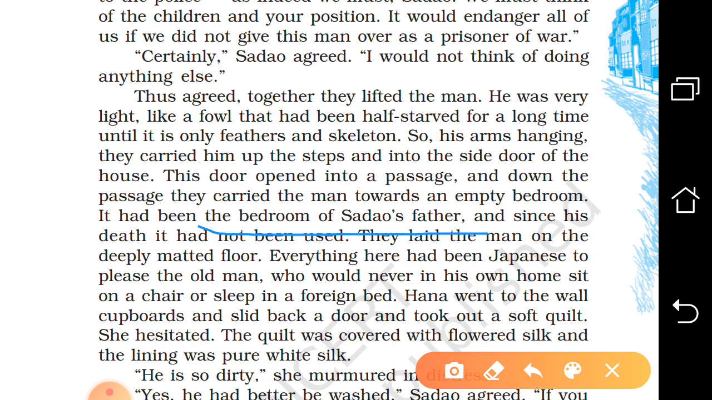Okay, and finally Hannah took a quilt. What is a quilt? You use it to ward off cold. In Hindi we say rajai. And she hesitated. Why? Because the quilt was white in color, and actually the man, the prisoner of war, was bleeding. Blood may spoil the cloth. That's why she was hesitating a little.